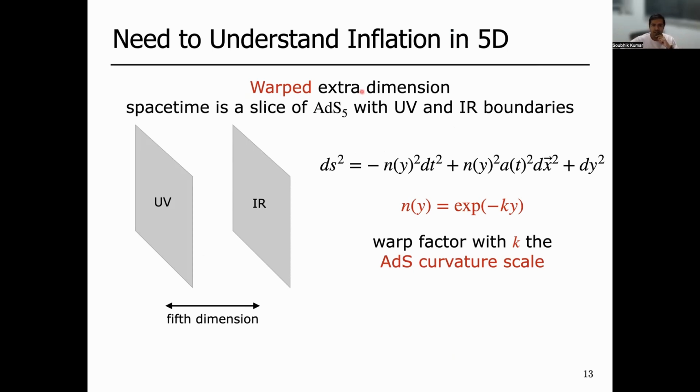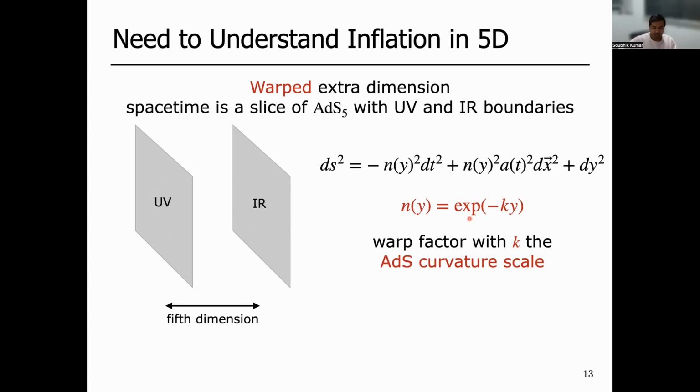We'll consider a situation with a warped extra dimension where the space-time is basically just a slice of a 5-dimensional anti-de Sitter space, which is bounded by a UV and an IR boundary. So this is the 5th dimension, and these are the transverse dimensions. They are the 4-dimensional slices. You can write the space-time metric as something like this. So this is the warp factor. A of t is the standard scale factor.